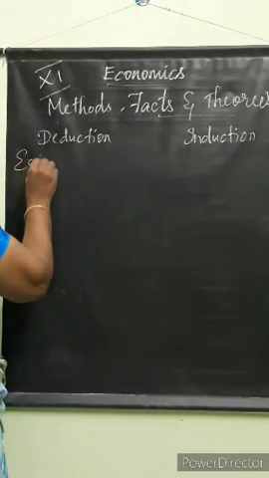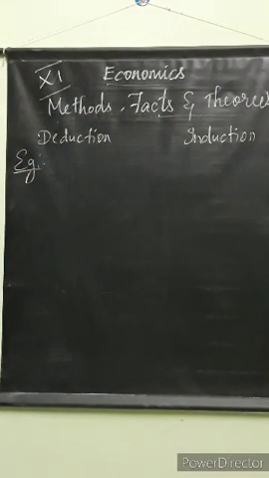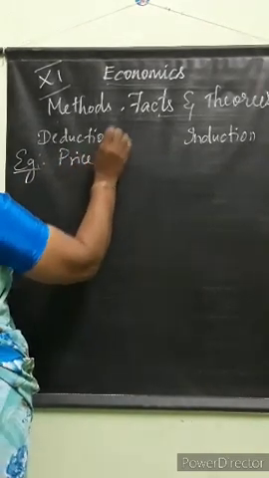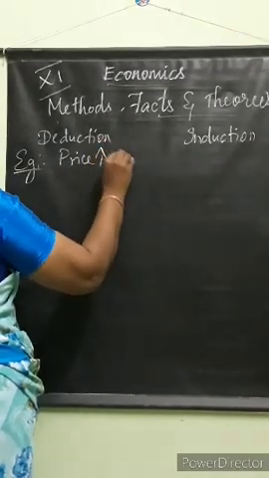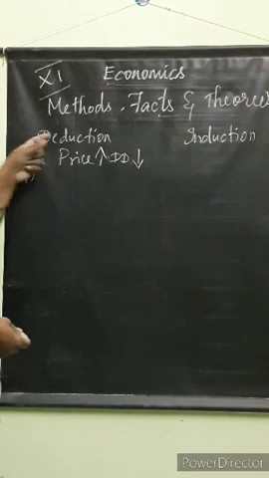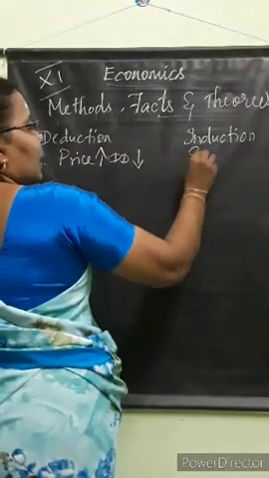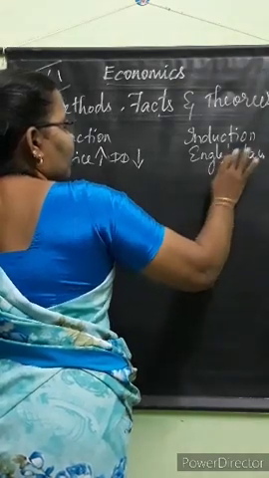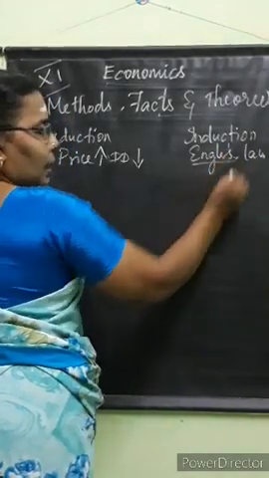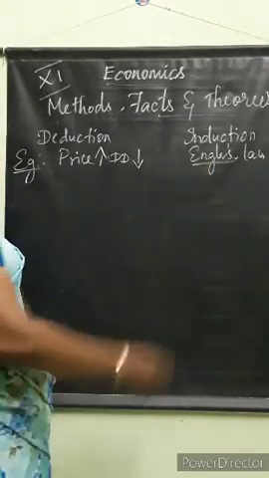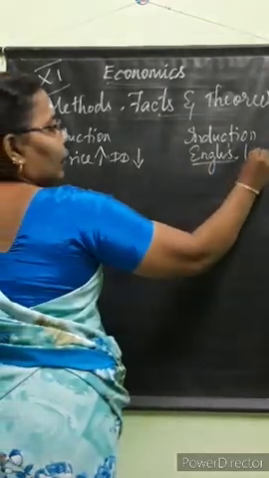Here they have given the example of the inverse relation between the price and demand. If the price rises, demand falls. This is the example. Here they have given Engel's law as a hypothesis. What do you mean by Engel's law? Engel is the name of an economist. He has given a law. What is his law?